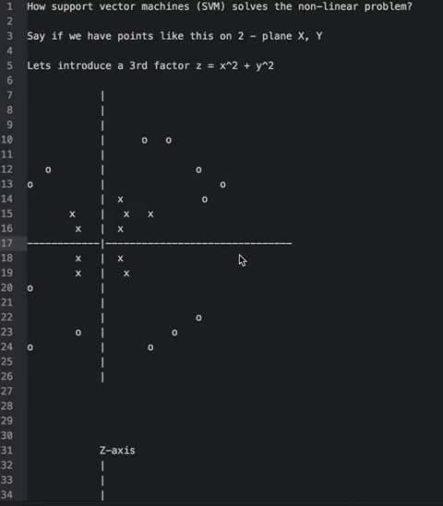This is Anvesh. Today I'm going to talk about whether SVMs can solve nonlinear problems. If they do, how do they solve them? Before talking about this question, let's talk about how SVM solves a linear problem.